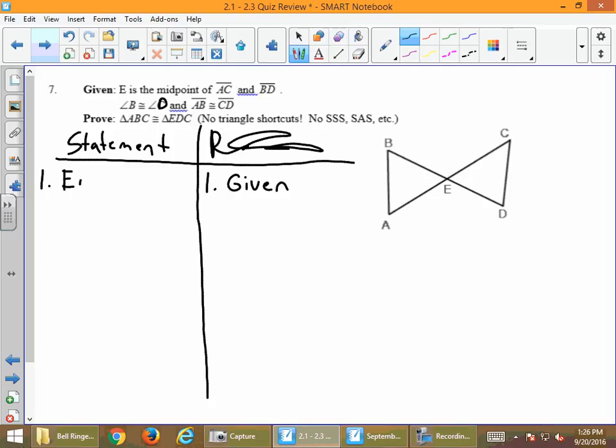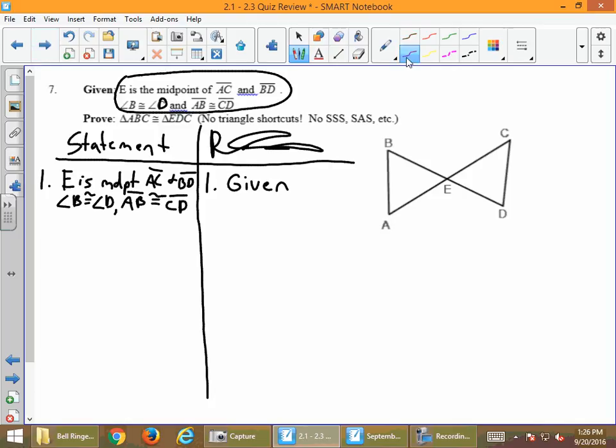So I'm going to write E is, I'm abbreviating, midpoint of AC and BD. All I'm doing is copying down what's up there. Then I'm going to say that angle B is congruent to angle D. And then AB is congruent to CD. All that I was given, right? Write it right down. Whatever's given, that goes to your first statement. Again, all I'm doing is just copying this down. Whatever's right here, that's what I'm writing.